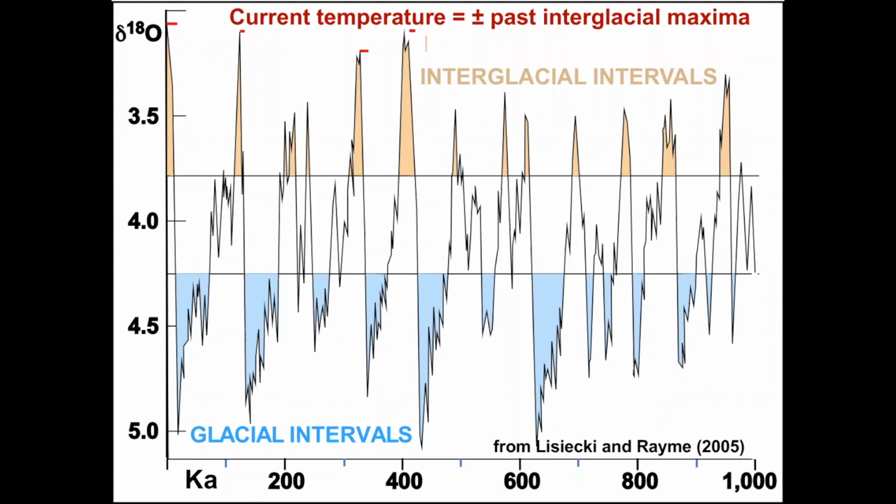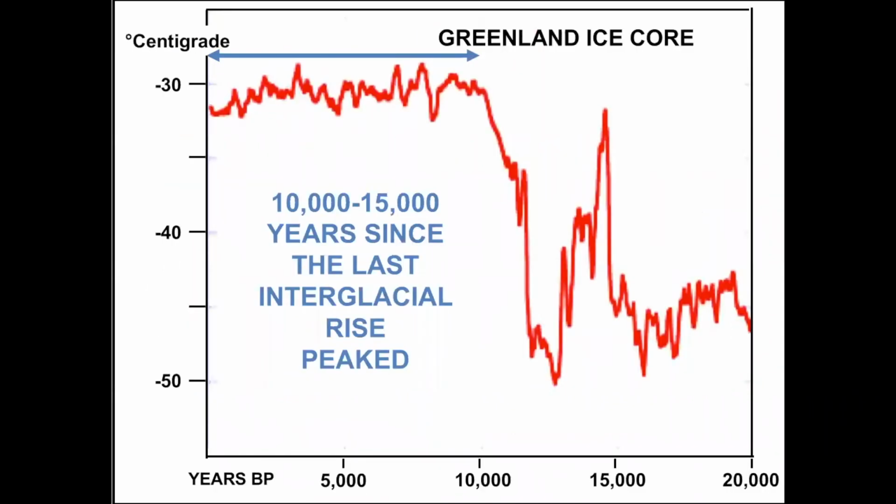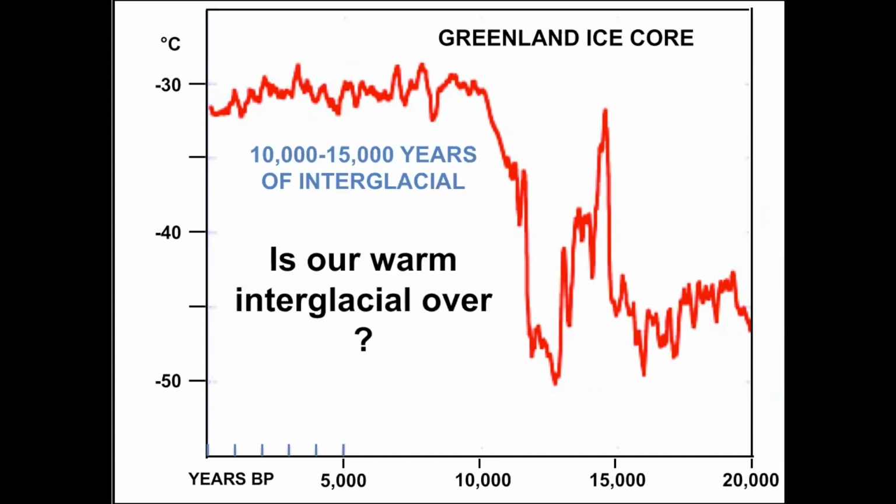The current temperature is about that of the past interglacial maxima, and the interglacial peaks are short-lived. They last about 10,000 years or less. And it's been 10 to 15,000 years since that last interglacial rise peaked. So presumably we're due to go into a distinctly cooling phase. So is our warm interglacial period over?